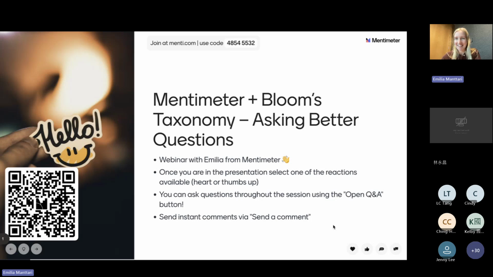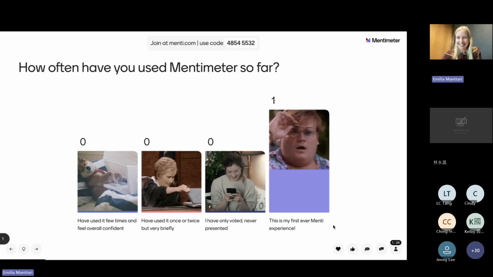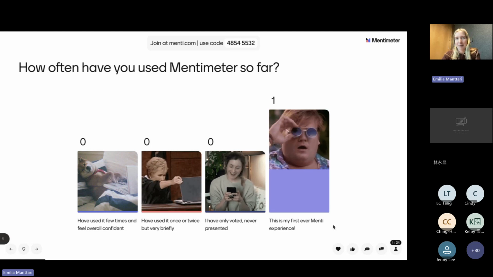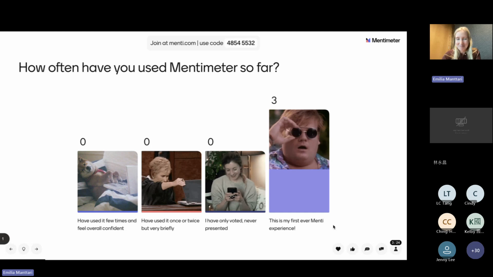Perfect. That was the housekeeping for today's session, so we are ready to officially get started. My first actual question for you is, how often have you used Mentimeter so far? This is because I want to understand what your current level with Mentimeter is and how much information you have about Mentimeter as a tool.